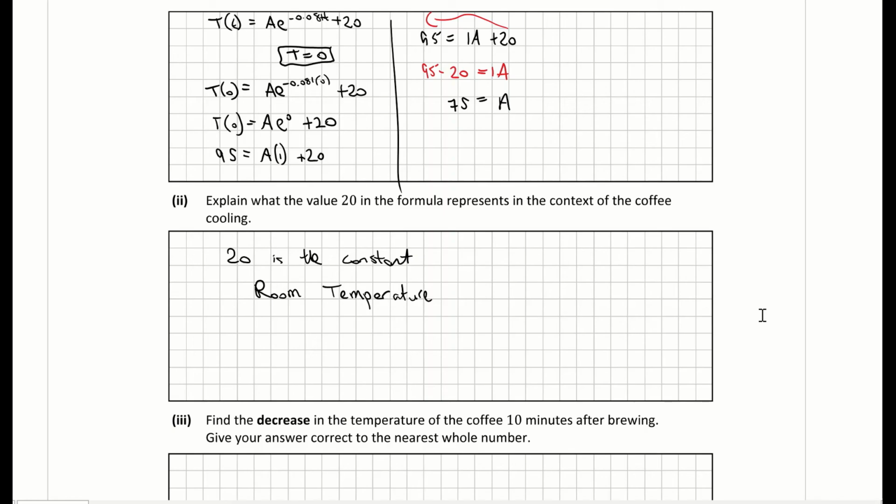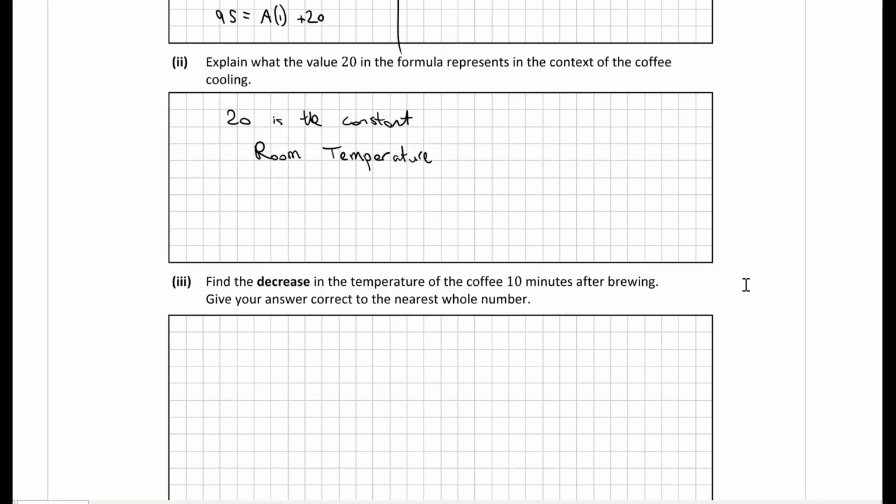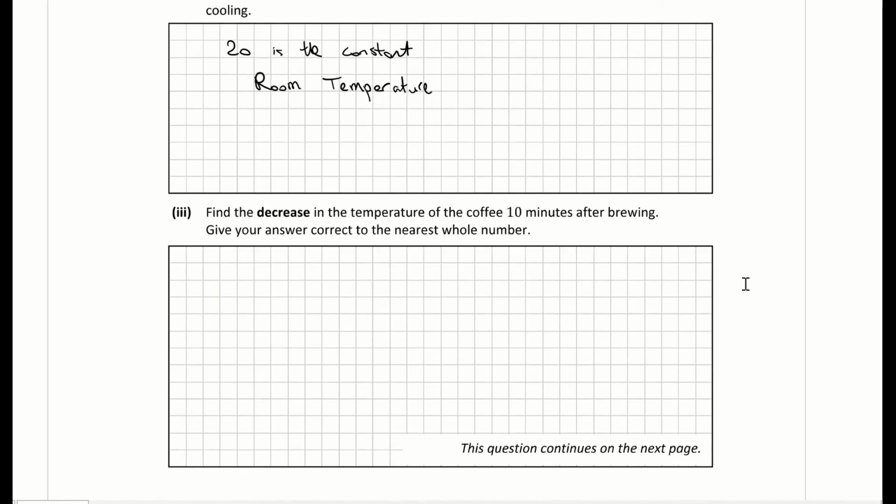Part 3, find the decrease in the temperature of the coffee 10 minutes after brewing. Give your answer correct to the nearest whole number. So again, it's always good practice to put down your formula here again. T is equal to A e to the minus 0.081 times t plus 20. Actually, I'm just going to sub in my value now for A. My value for A from part 1 is 75.